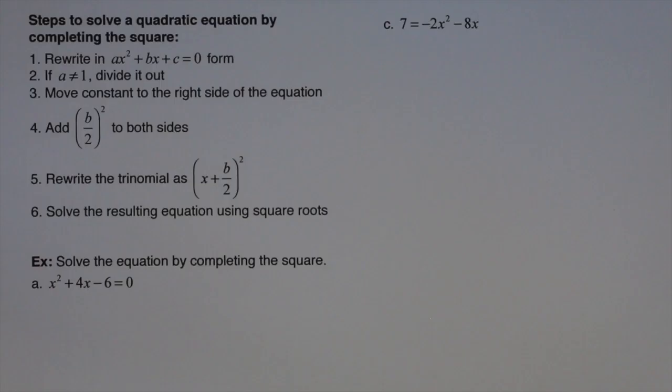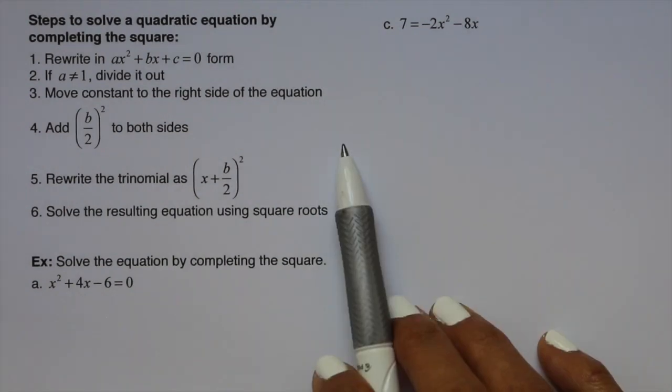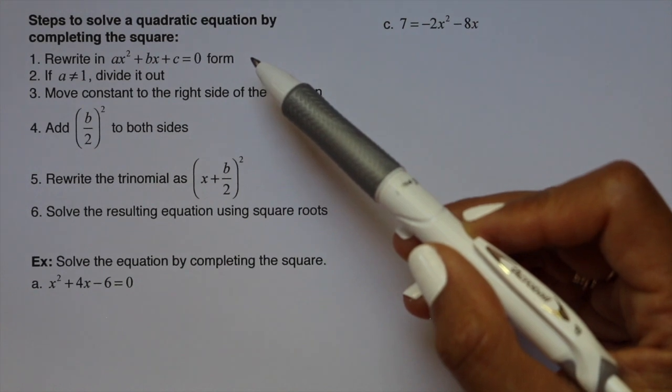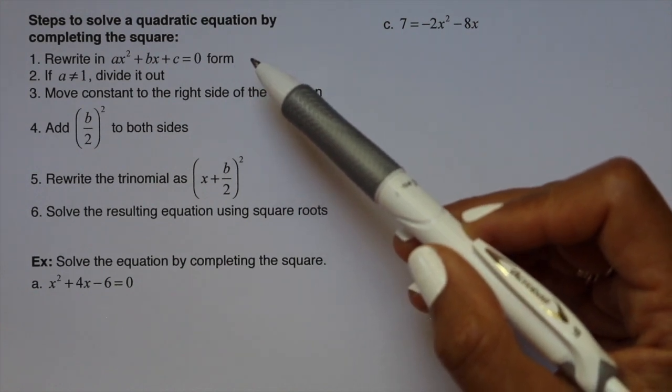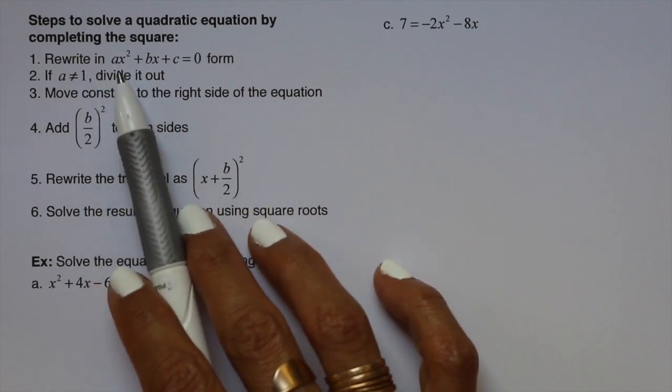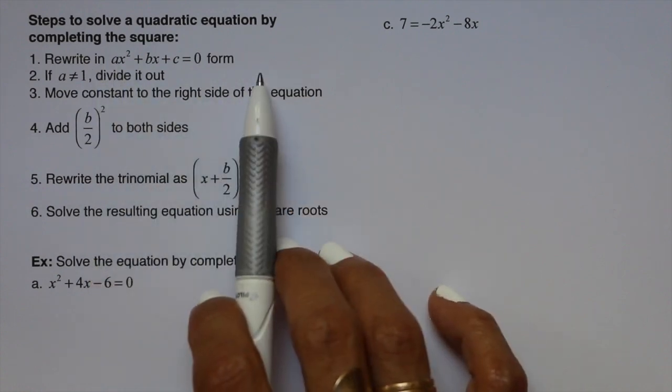In this lesson, we're going to solve quadratic equations using the completing the square method. So I typed out the steps. Right here we have, first, you want your equation in the form ax squared plus bx plus c equal to 0. Check the a term. If it's not 1, we want to divide it out from both sides of the equation.